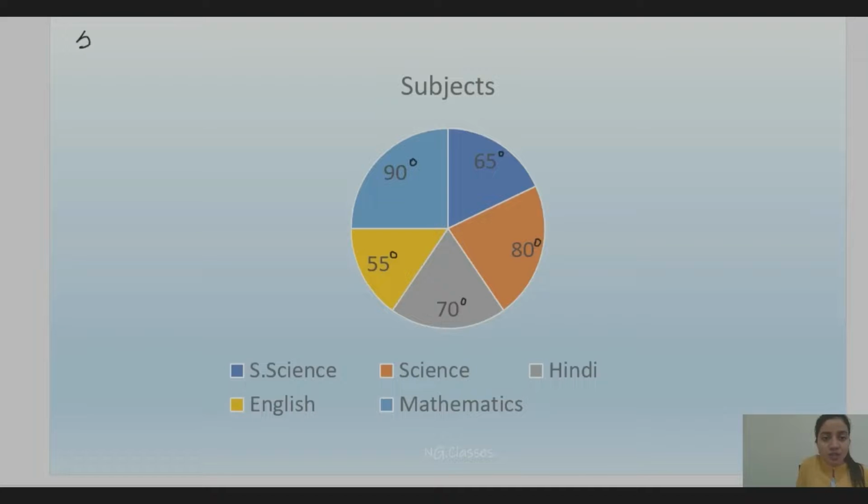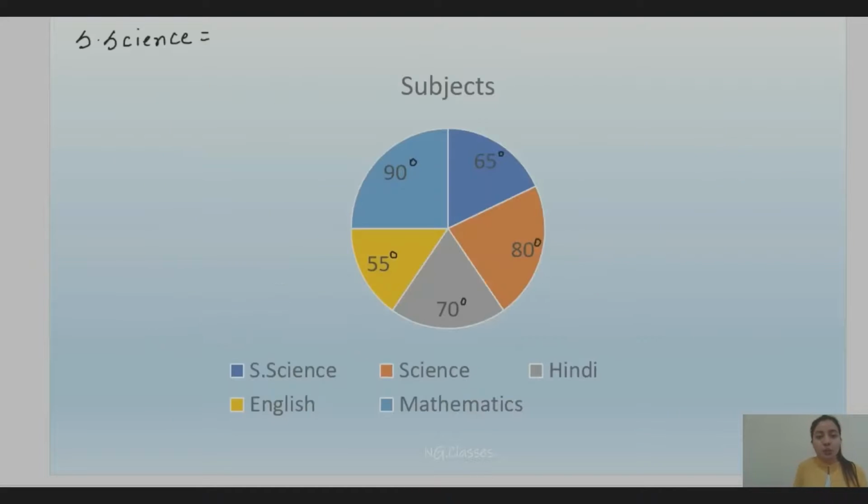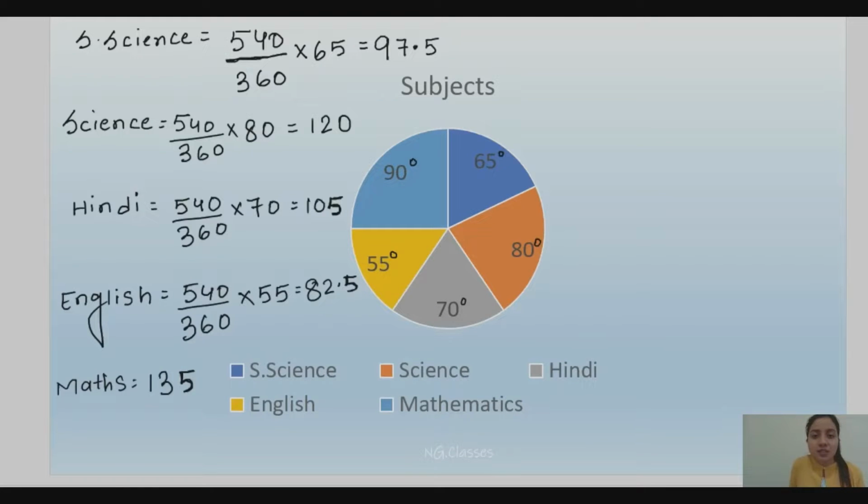So for his marks in social science, at first we'll find the total marks obtained by the student. It's given as 540. So according to the question, total marks is 540. In degrees, the total is 360 degrees for a circle or a pie chart. Okay, and what we need to find for social science, which one is representing social science? 65 degrees. So into 65. Now calculate it. So we got his marks in social science as 97.5. Similarly, we will find for the other subjects as well. And this way we will get marks in each and every subject.